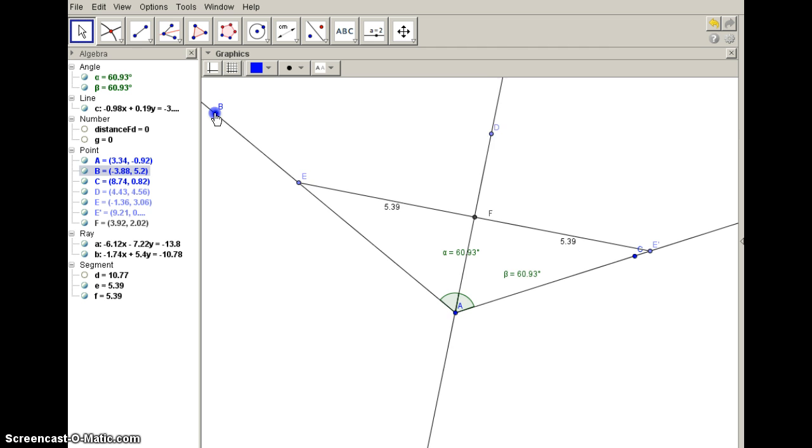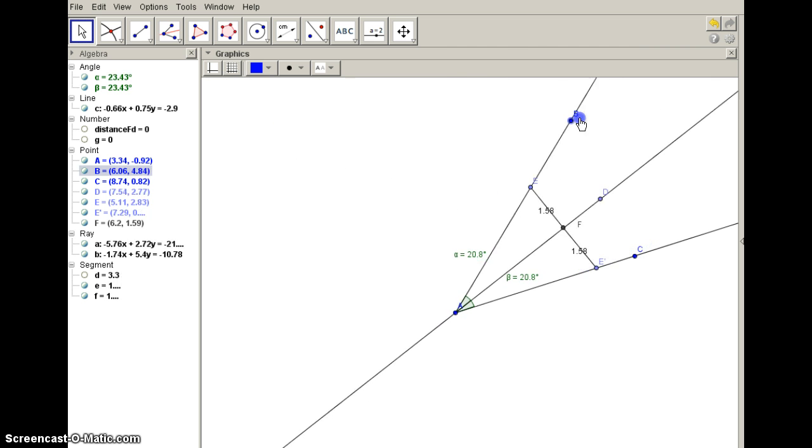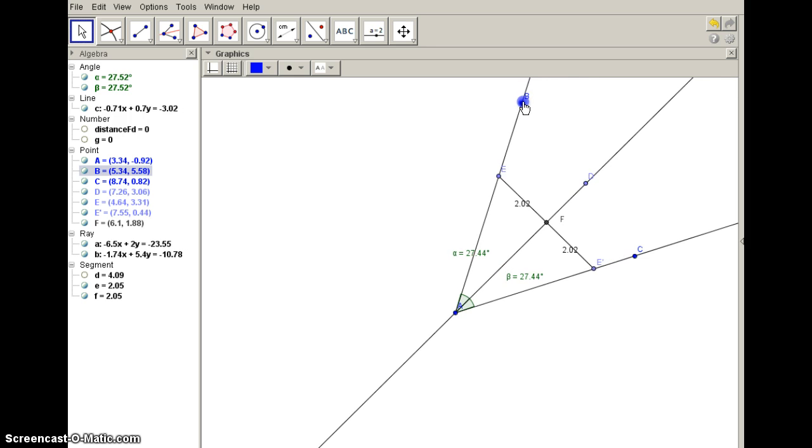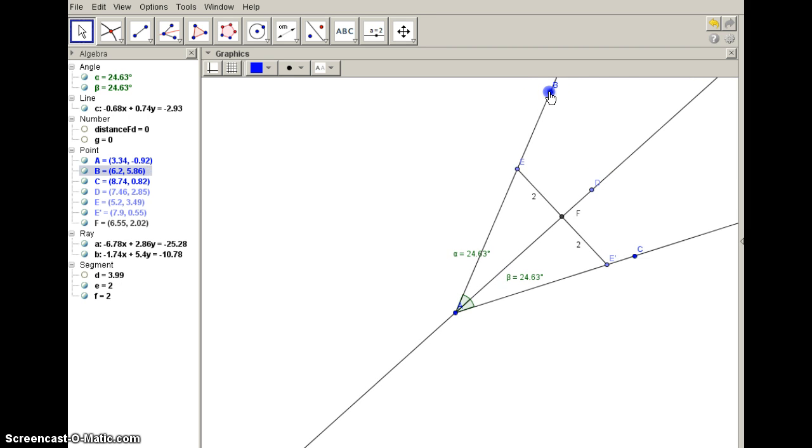You notice that as I change where E is, the measures of those angles are changing, but what happens is they remain equidistant from this point here. So there is an equal distance from E to this intersection point and E prime to this intersection point. And what is this intersection point?